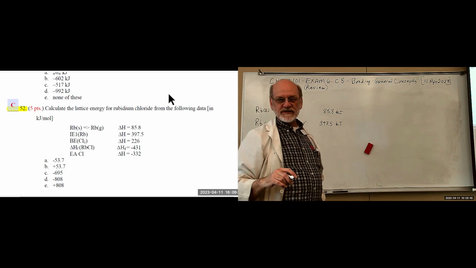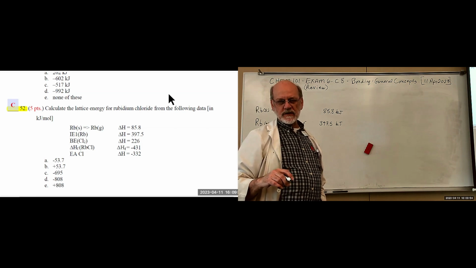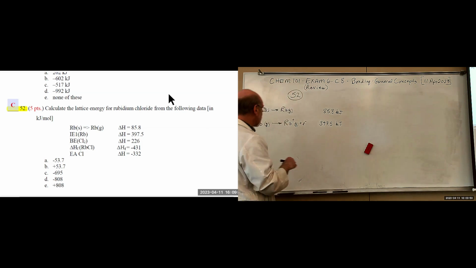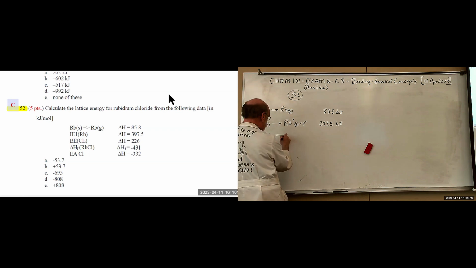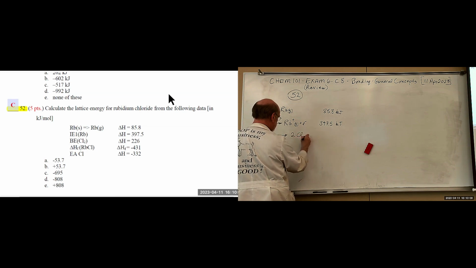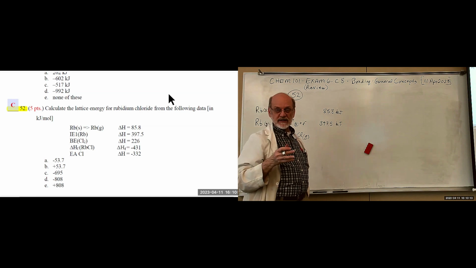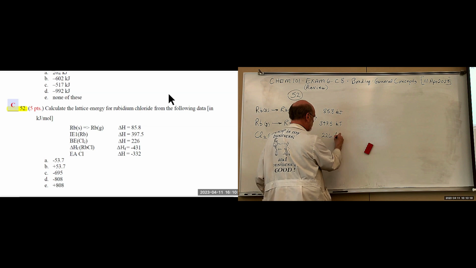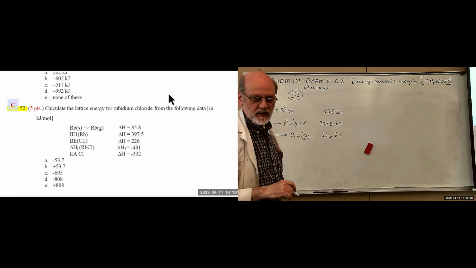What's the next one? BE for Cl2. That's bond energy. Bond energy for Cl2. That's a gas, and it's going to 2 Cl atoms. That represents the equation for bond energy, which is 226 kilojoules.